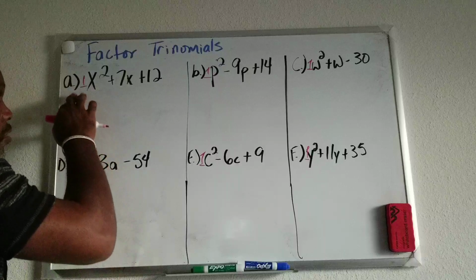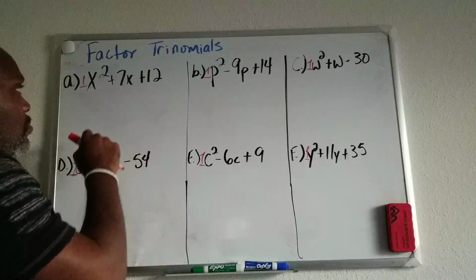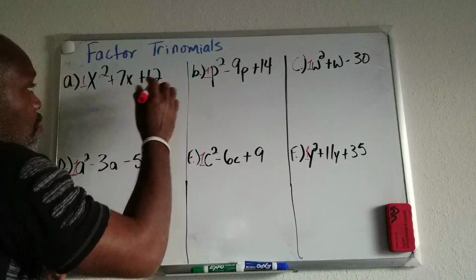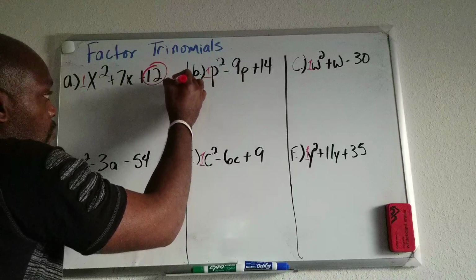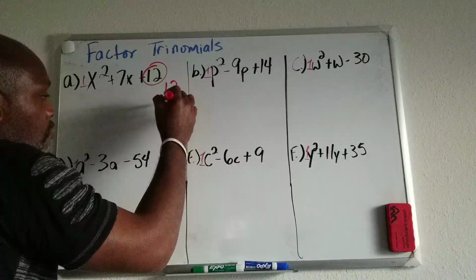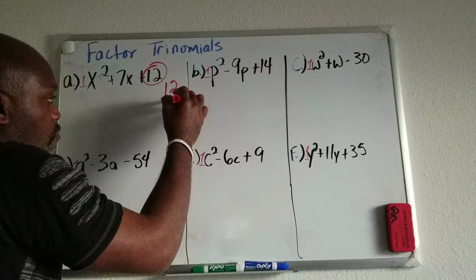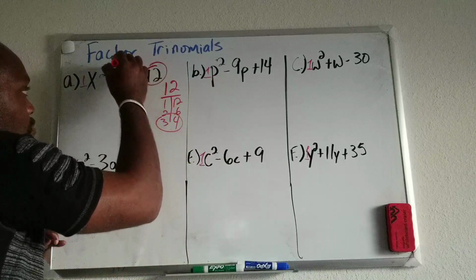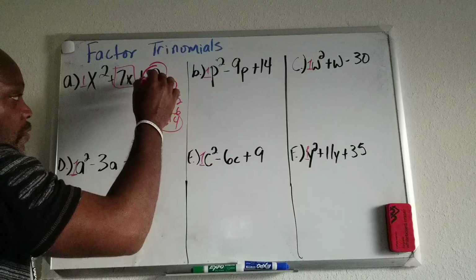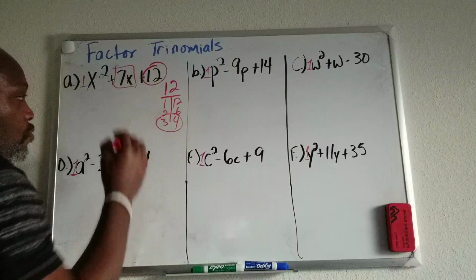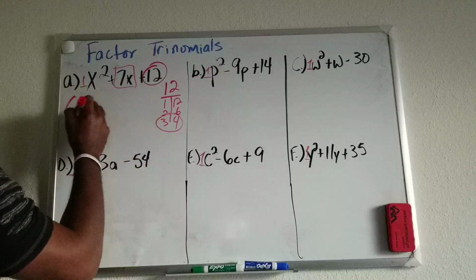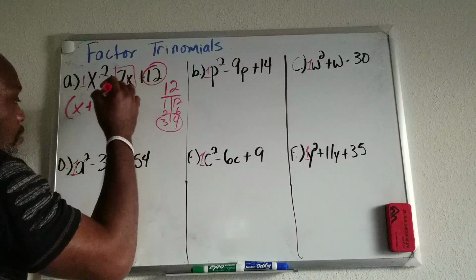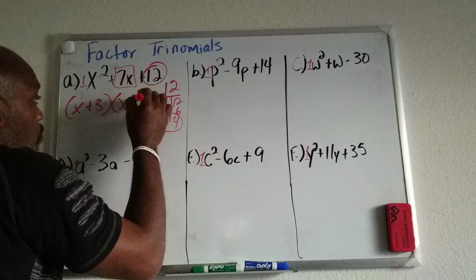Okay, so this is a trinomial because there are 3 terms. What we're going to do is break down this trinomial into binomials. The way we do that is we write down the factors of 12 that add up to be the middle term. So the factors of the last term that add together to give you the middle term are what you're going to use to create your binomials. So your trinomial is broken down into binomials, x plus 3 times x plus 4.